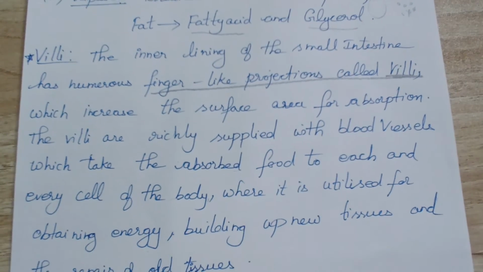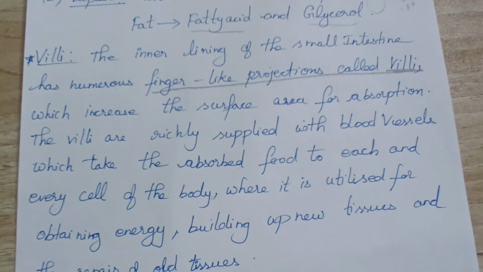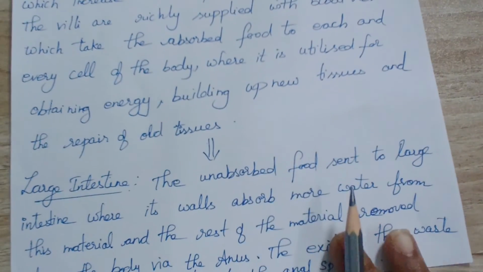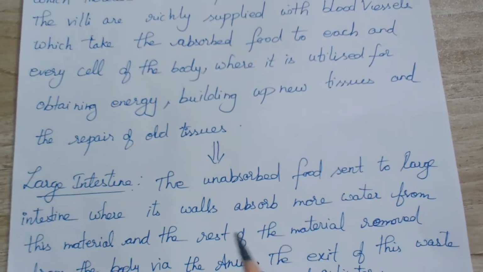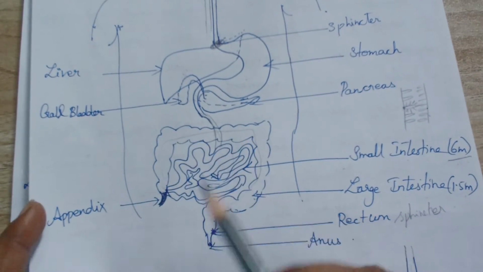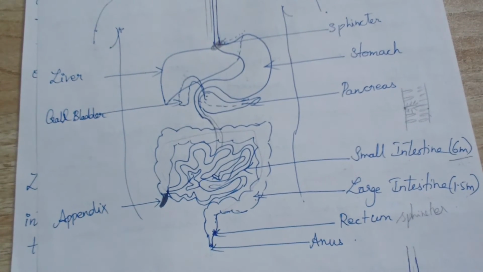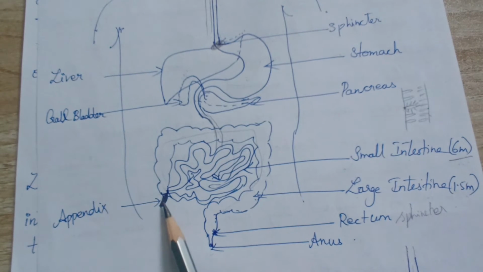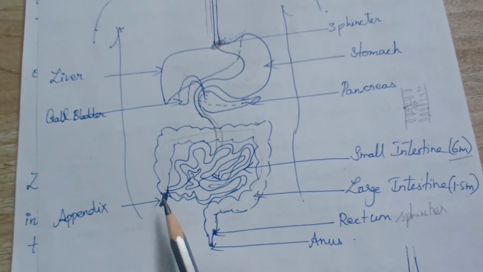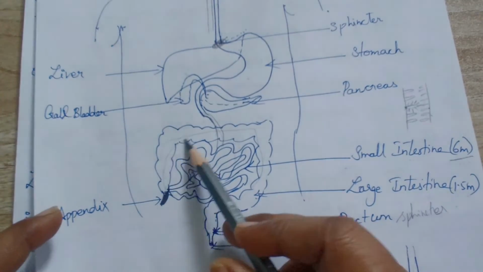Okay, next, once the smaller molecules, whatever is digested, are absorbed, the remaining undigested or unabsorbed food will be sent from the small intestine to the large intestine. And while entering here, you will have the appendix. Some waste will be stored here. Usually it is not a required part. Usually we will remove this part. Okay, this is your appendix. So from the small intestine it enters the large intestine.